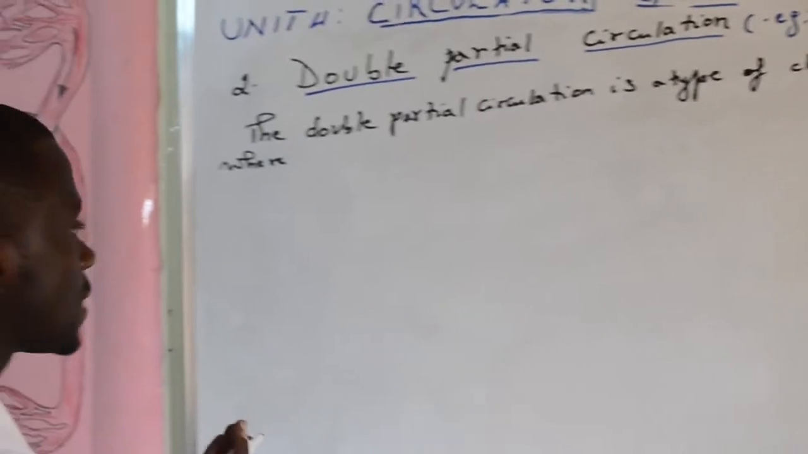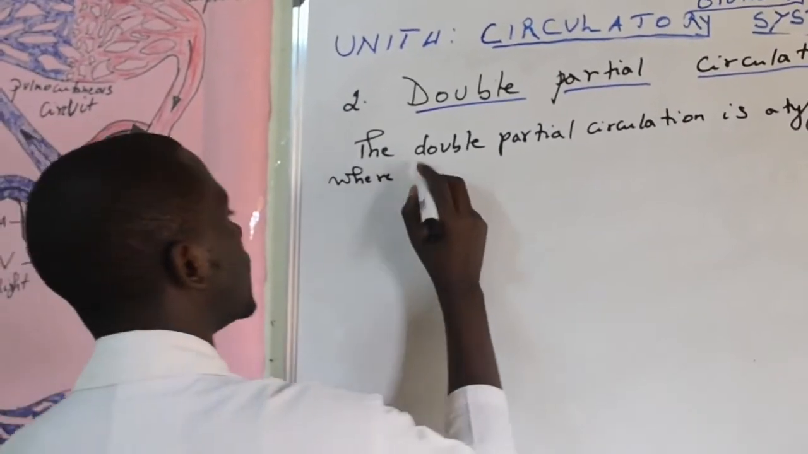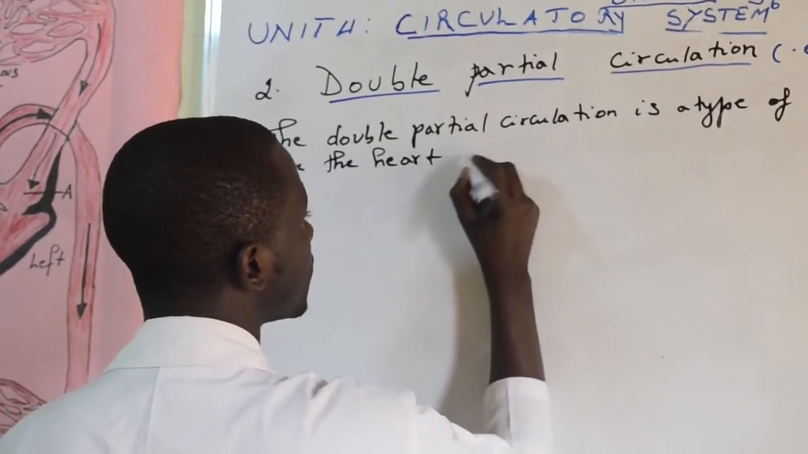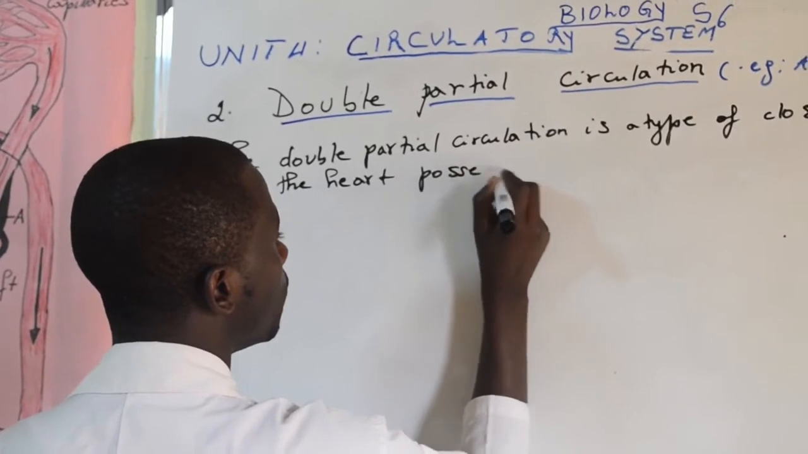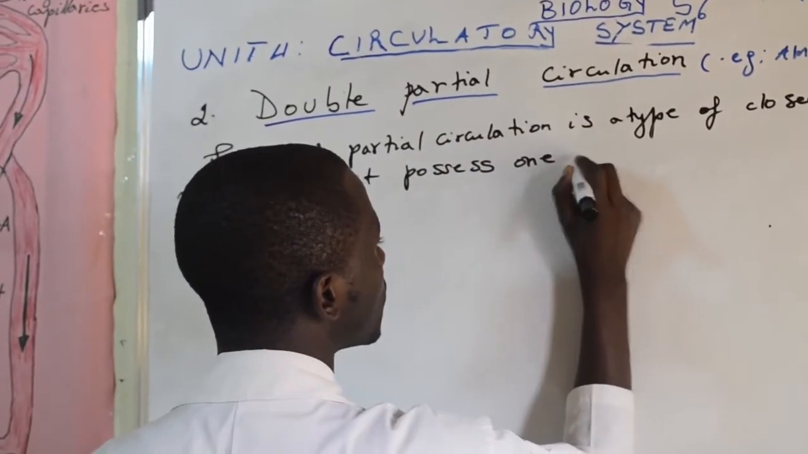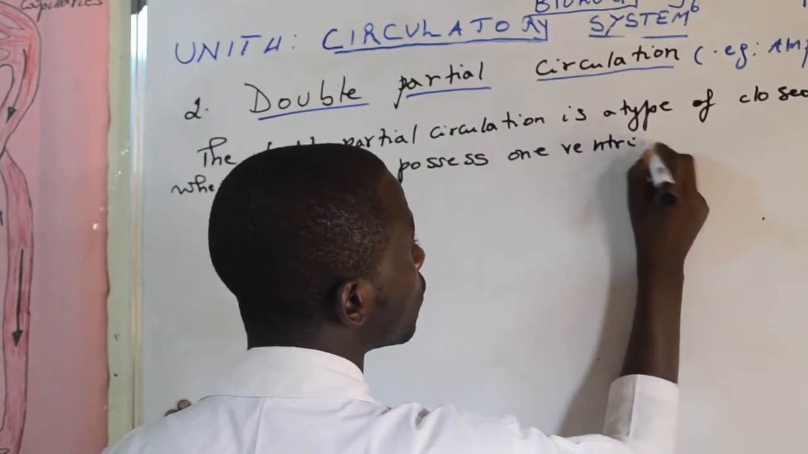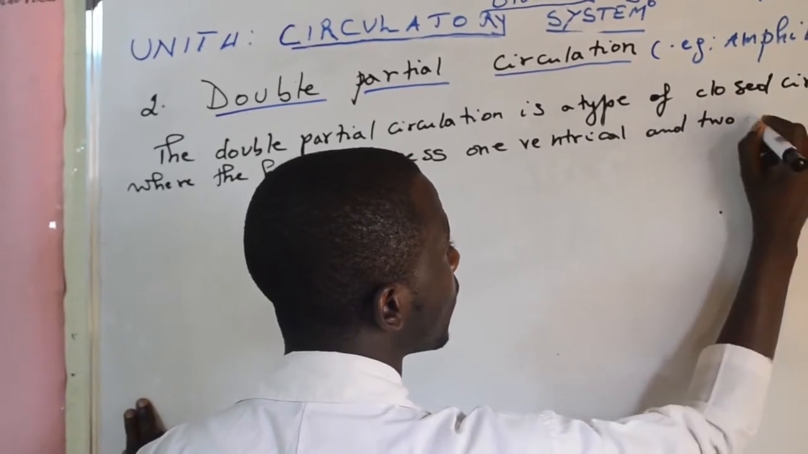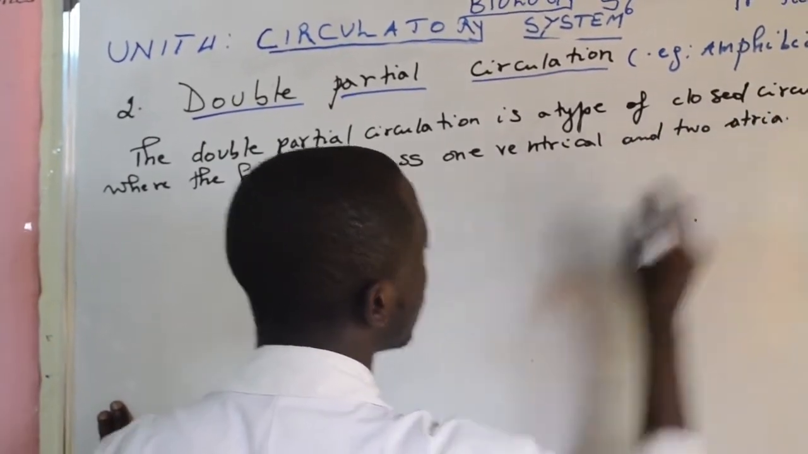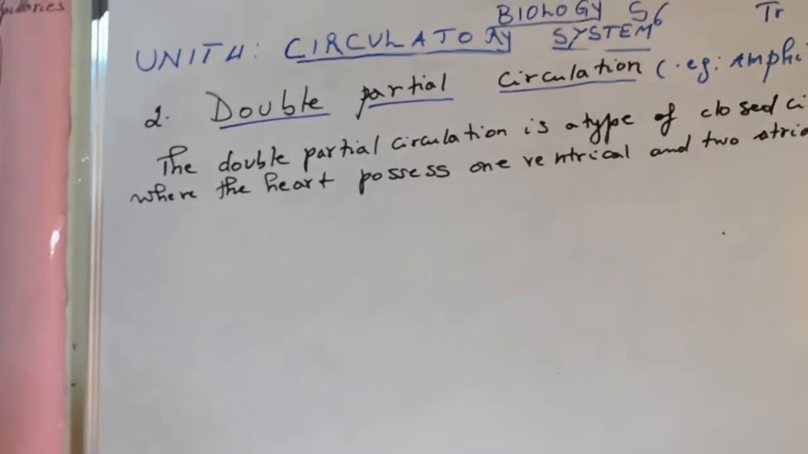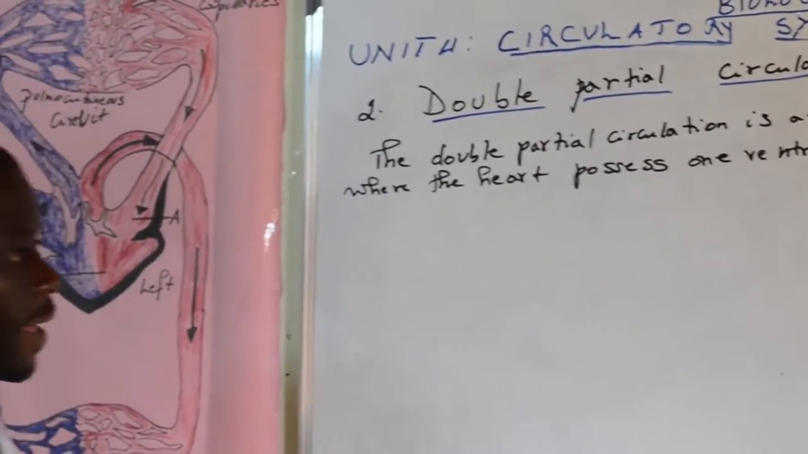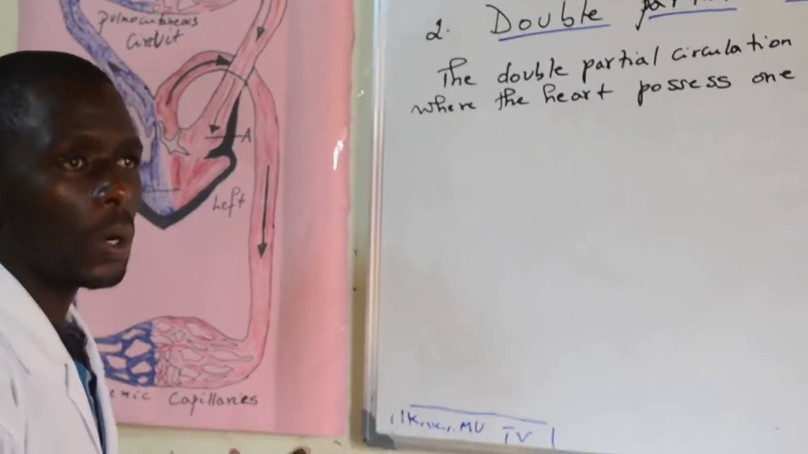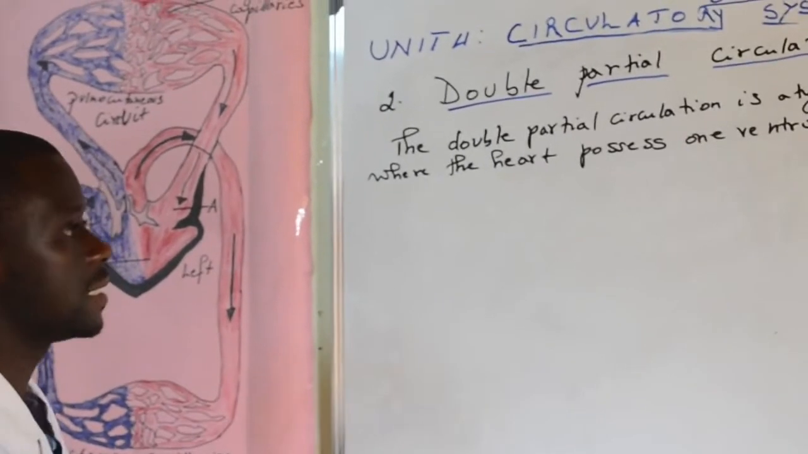there is present only one ventricle, where the heart possesses one ventricle and two atria. This means that the venous blood and oxygenated blood in the ventricle get some mixing, okay?